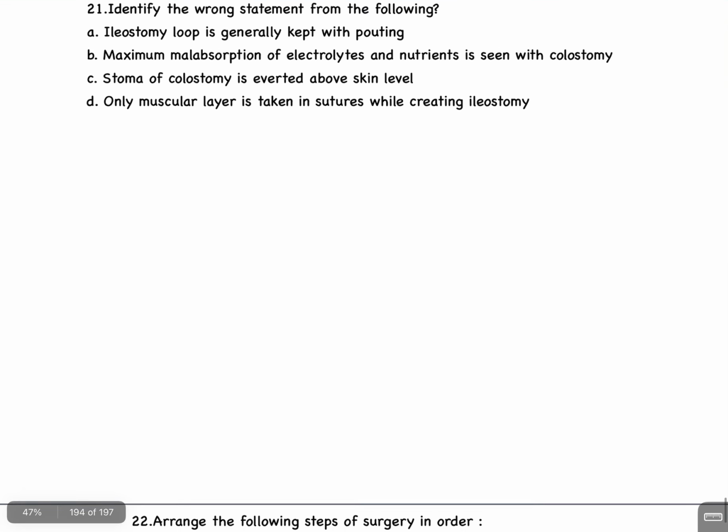Question number 21. Identify the wrong statement from the following. A. Ileostomy loop is generally capped with pouting. B. Maximum malabsorption of electrolytes and nutrients is seen with colostomy. C. Stoma of colostomy is averted above skin level. D. Only muscular layer is taken in sutures while creating ileostomy. इसका आंसर है C. Stoma of colostomy is averted above skin level.